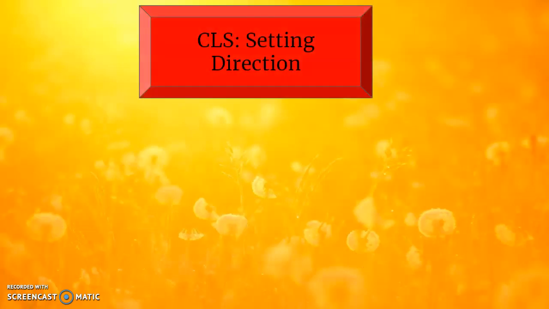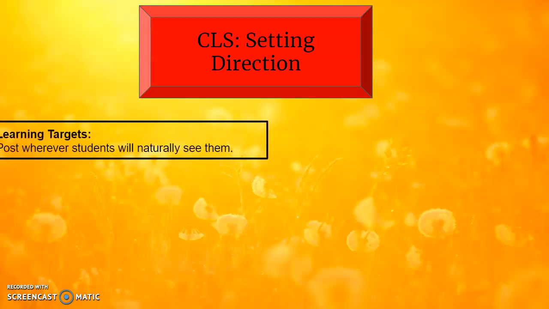So let's say that you've only taken CLS Setting Direction. According to the rubric, which you can find on the site, you have 3 objectives that you need to meet. The first talks about learning requirements or learning targets. These refer to your course objectives and should be posted somewhere in your room that's visible to students, such as on your front board or bulletin board.